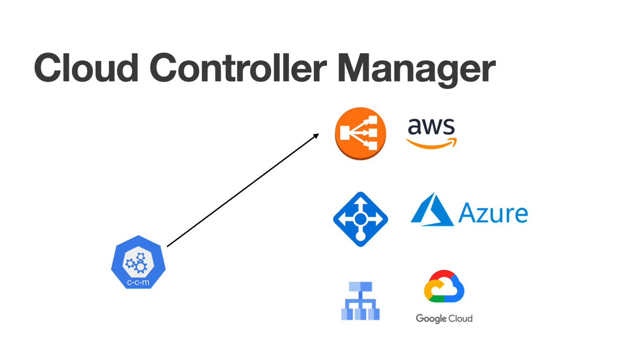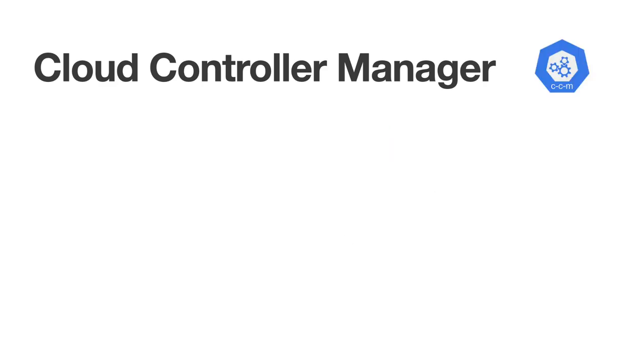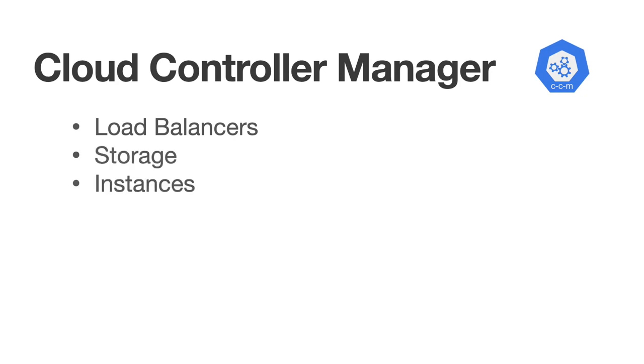If you're running within Azure, then it creates the equivalent, but using the Azure Cloud API. The same for Google Cloud. So you see that the Cloud Controller Manager is responsible for interacting with the underlying cloud provider's API. So you've seen how it does it for load balancers, but it's the same with storage or instances. So these are VMs.